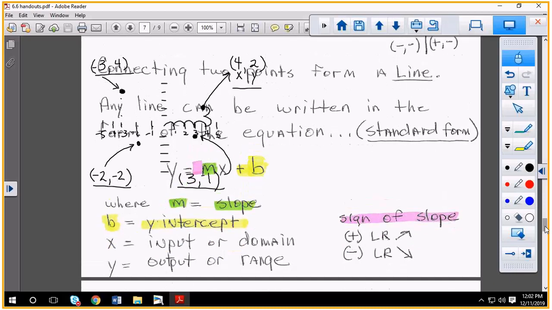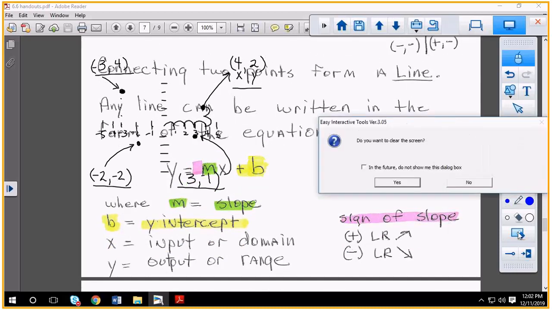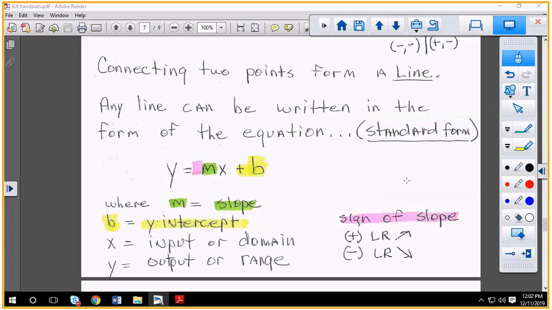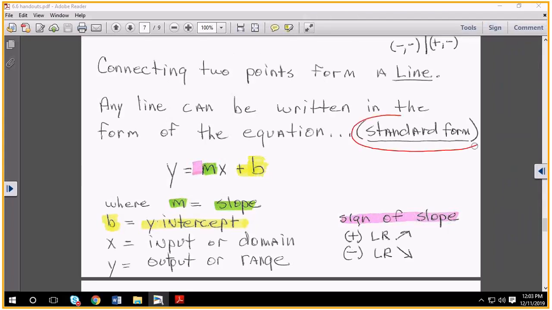Now, connecting the points: when you connect two points, you form a line. Any line can be written in the form of the equation. This is called standard form. I'm going to take my red highlighter, or red pen, and I'm going to highlight that. You need to write that down.